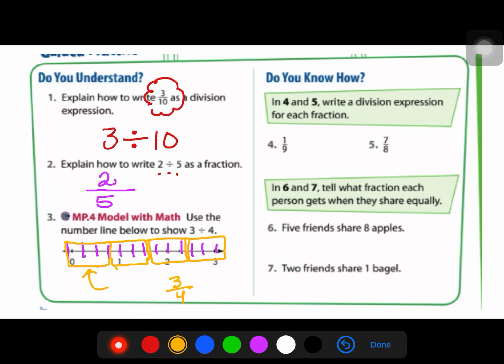Write a division problem expression for each fraction. 1 divided by 9. You do number 5. 7 divided by 8. Okay.